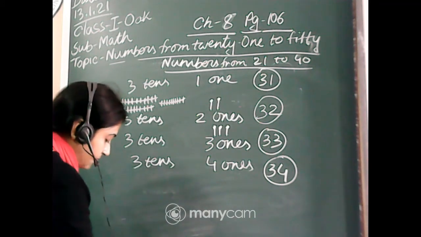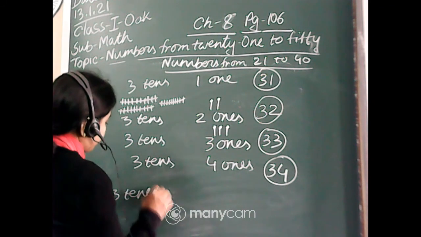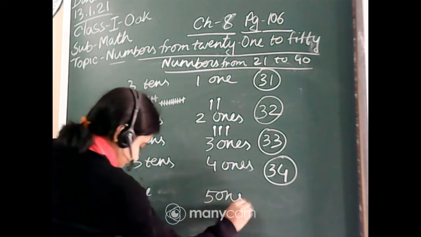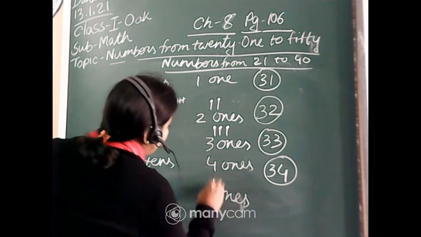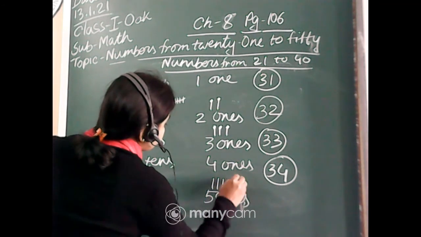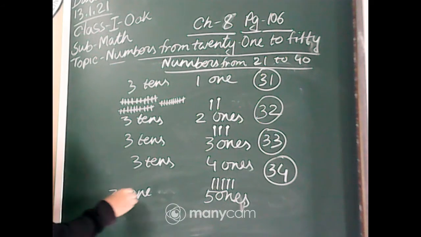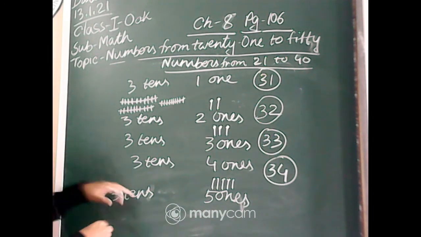3 tens and 5 ones. In the tens room, no matchstick, no bundle of matchsticks, and 5 ones. In the ones room, 5 matchsticks is already done. But for the 3 tens, in the tens room, no matchstick. So you have to draw 3 bundles of tens.